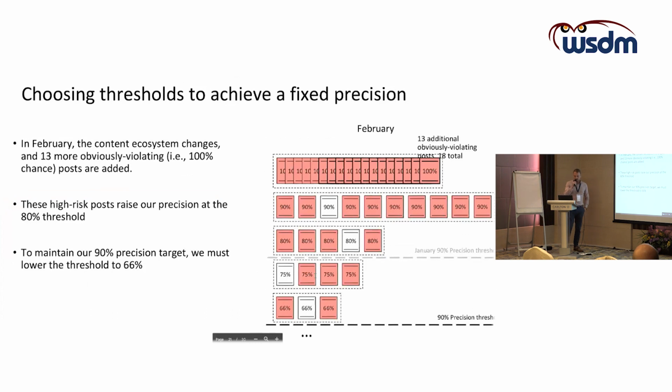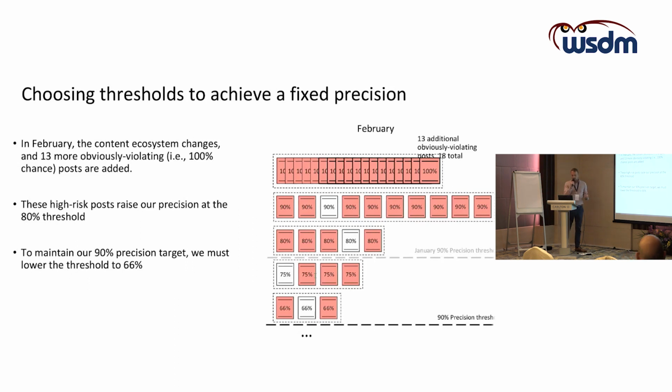Now imagine the content ecosystem changes. And the particular way it changes is that we get a huge number of new posts to the ecosystem that are obviously violating. So these are posts that have a 100% chance of being policy violating. So maybe there are known slurs or things that we can otherwise identify with perfect accuracy as being violating. What happens to our precision now?